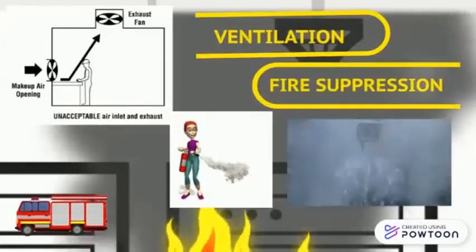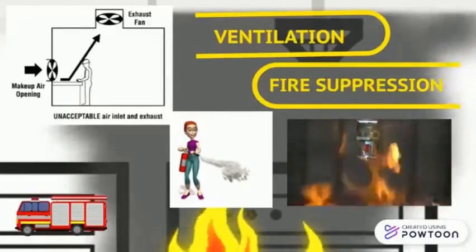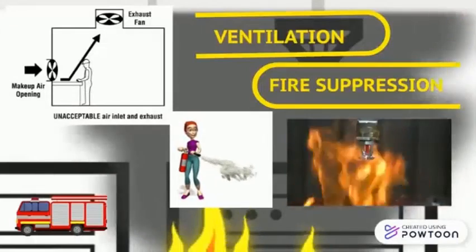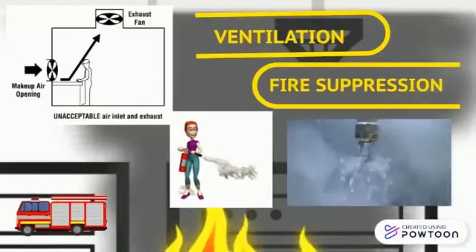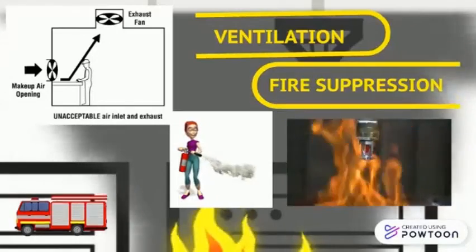Manual fire suppression is the use of a fire blanket, fire extinguisher, or a standpipe system. Automatic fire suppression is any form of suppression that requires no human intervention. This can include a fire sprinkler system, a gaseous clean agent, or an automatic foam suppression system.